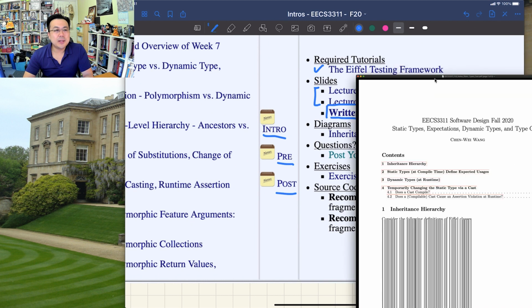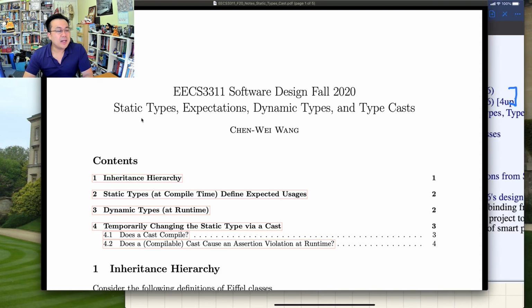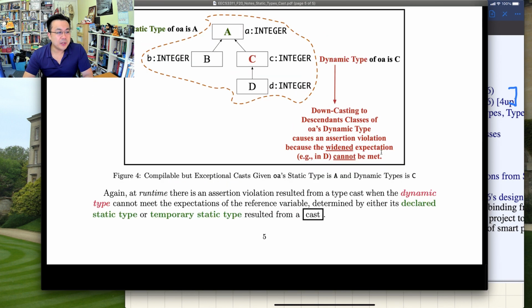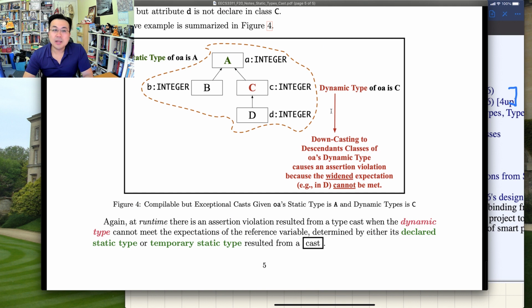This one here is called static types, expectation and dynamic types, and typecasts. So this written note is only about 5 pages, with the diagrams and also the written notes. This one summarizes basically all the ideas about substitutions, expectations, static types, dynamic types, and also upward casting versus downward casting. Many ideas are summarized over here. So I would suggest before you attempt your quiz, or even later when you study for your exam, you refer to this written note. I think that will help you.